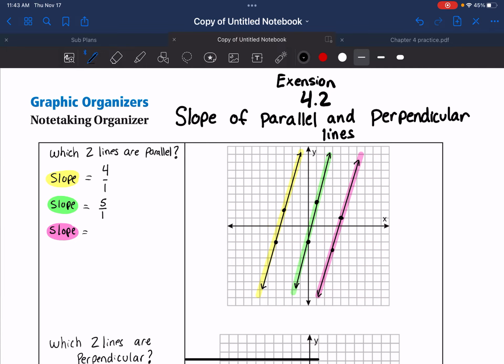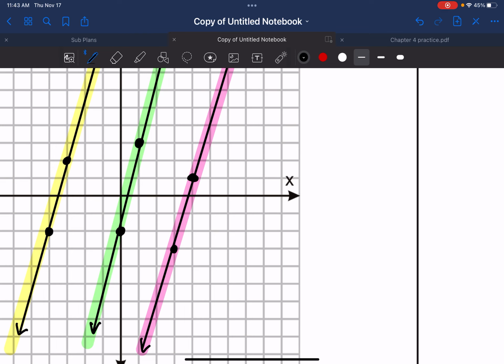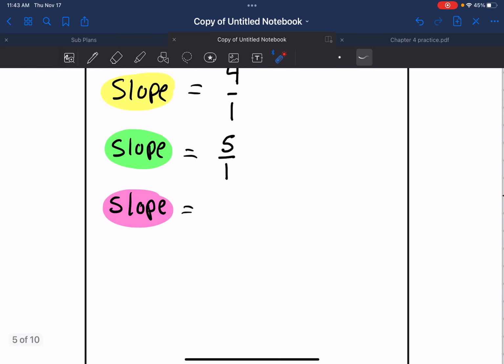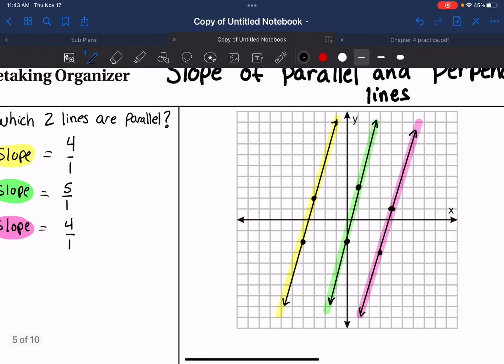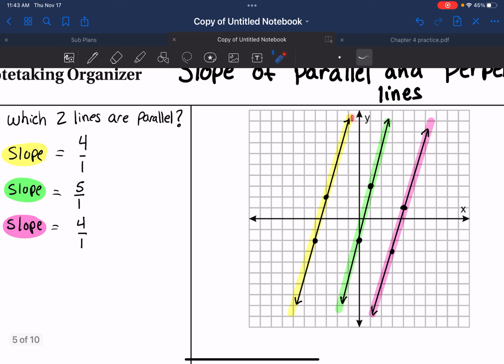And now let's record the slope of the pink line. Pink line's slope is up 1, 2, 3, 4 over 1. So I'm going to put that down, 4 over 1. Okay, now that I have the slope of all three lines, I can tell which lines are parallel with one another. This is so tricky, because in my mind, it looked like yellow and green were going to be parallel. But actually, yellow and green are not parallel.